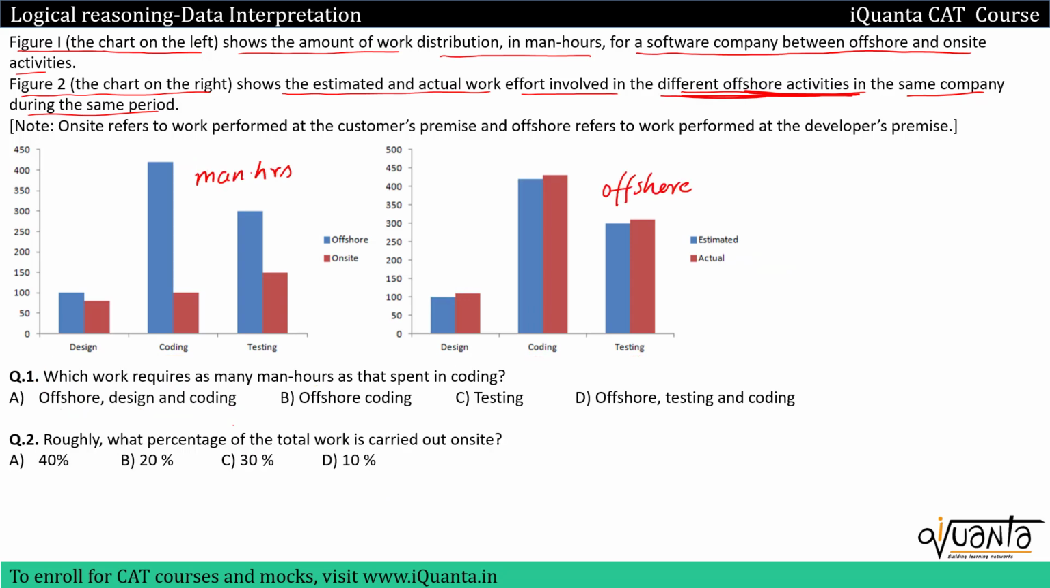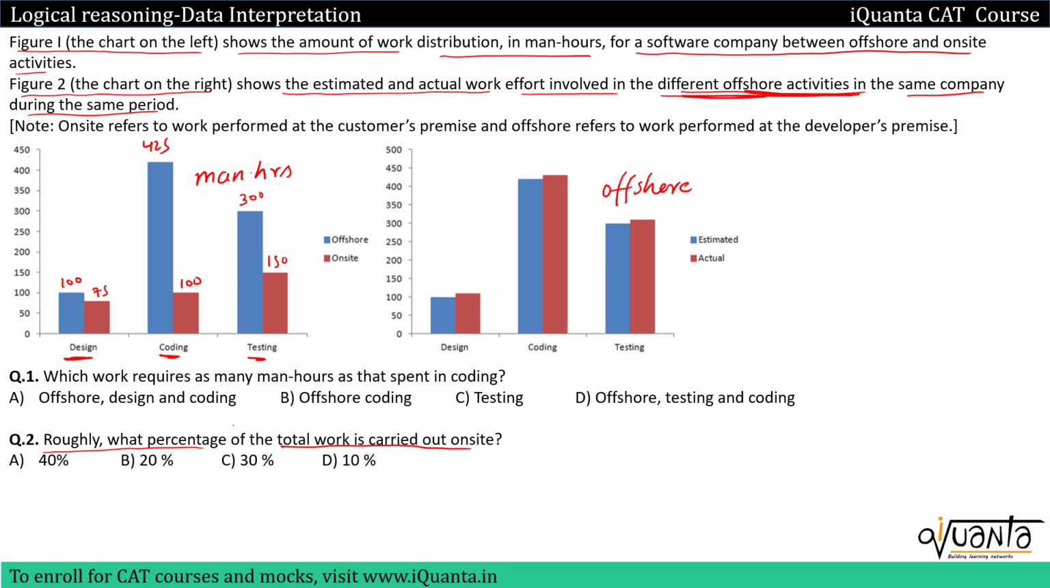The second question is: roughly what percentage of the total work is carried out on site? So we'll find out the total work first. We'll be adding all the data from design, coding, testing in the first chart. Okay, so we'll have 100 over here. This will be somewhere around 75. This is 425. This is again 100. Then this is around 300 only, and this is 150.